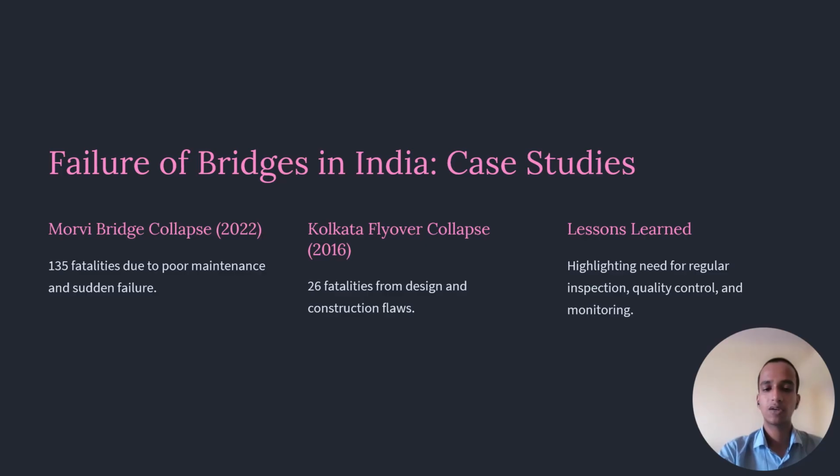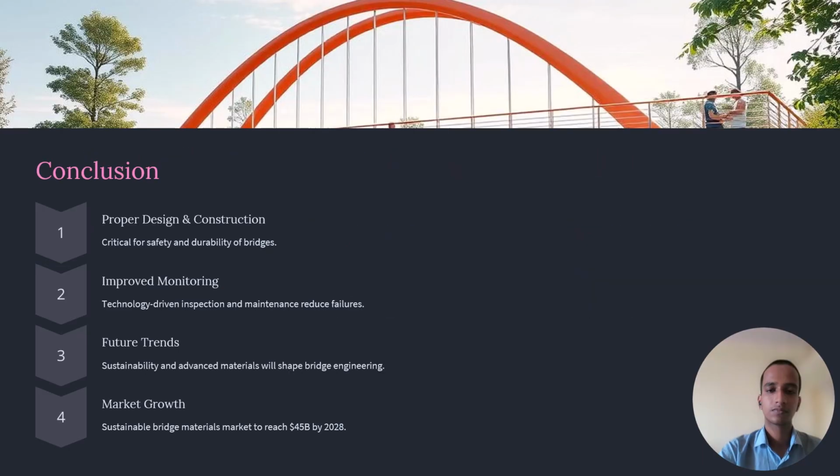And second is the Kolkata flyover collapse in 2016. This flyover collapse, which happened while it was still under construction, recorded 26 fatalities. In a developed city like Kolkata, it is very heartbreaking to see this. And lastly, the lesson we learned from this is that the quality of the bridges should be monitored, and regular inspection and quality control should be given to the roads.